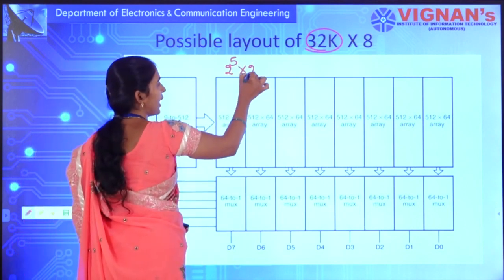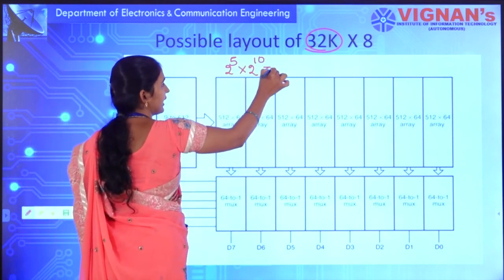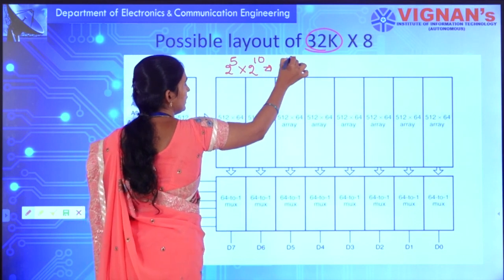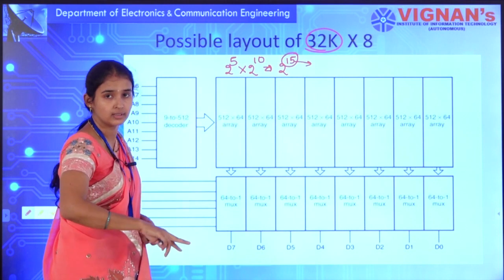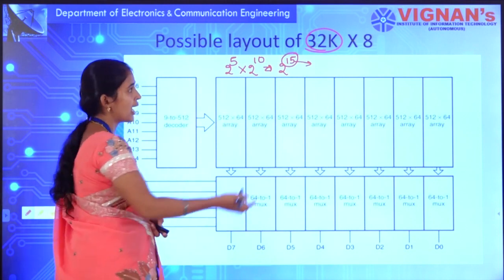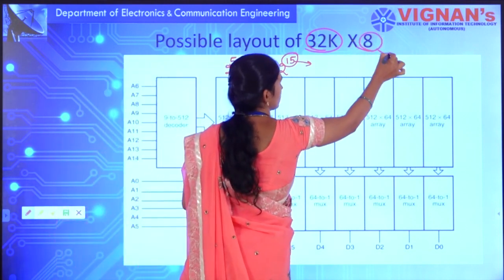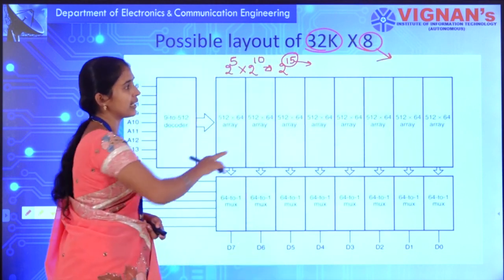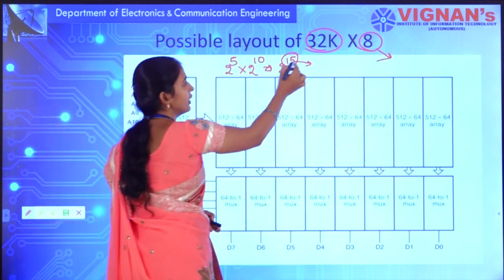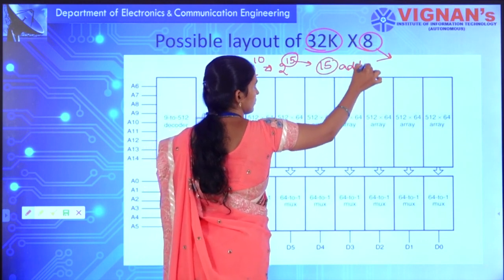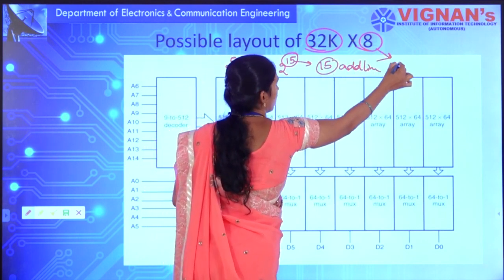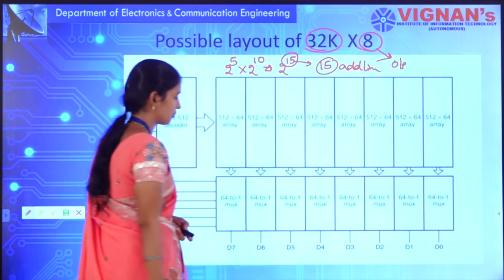Kilo means 2 power 10. That can be written as 2 power 15. That means it is having 15 address inputs as well as 8 outputs. So we have to design. That means you have to take 15 address lines and 8 output lines or 8 data lines.